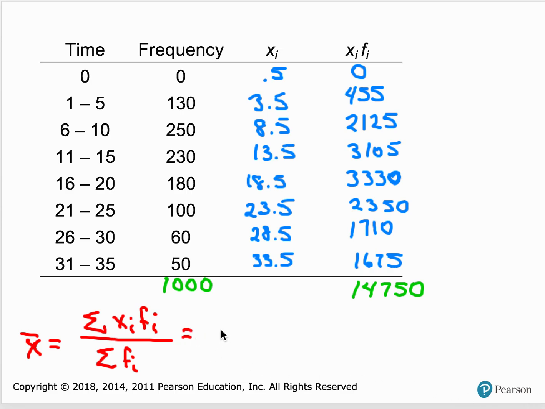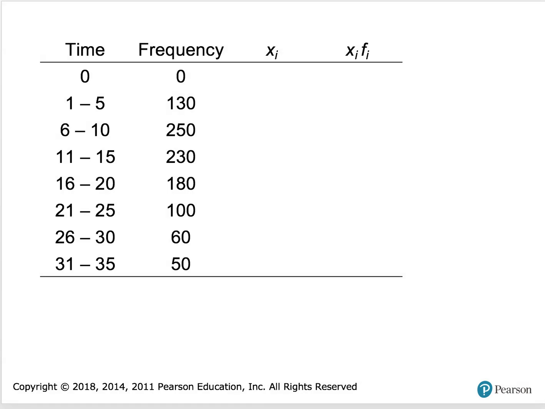Okay. So we've got 14,750 divided by 1,000, or 14.75. And I think I'm going to write that over here because I think we're going to need that later. Okay, so not too bad, right? An approximate mean for this data, even though we don't have the exact values.